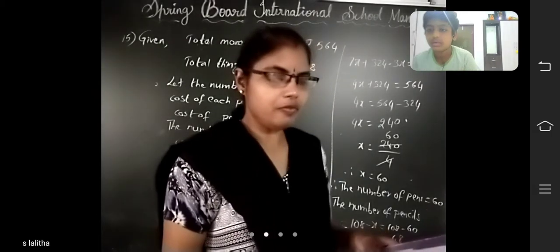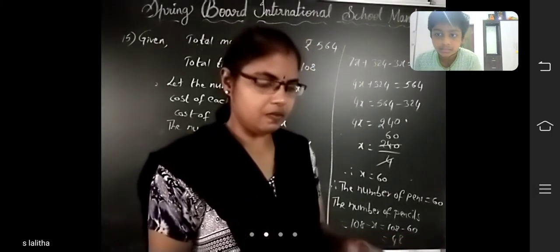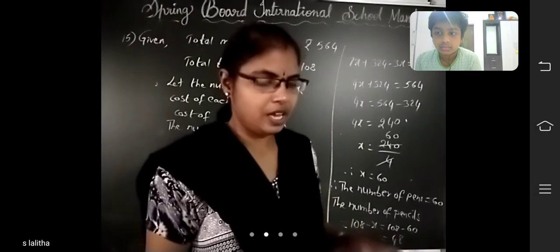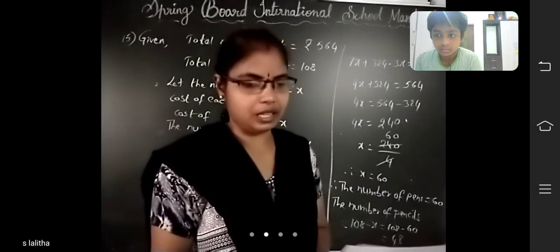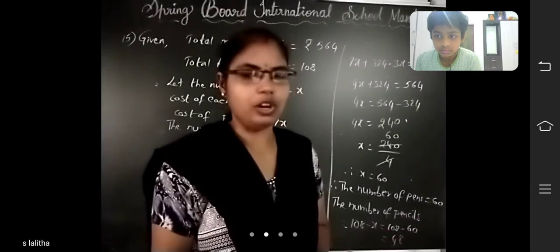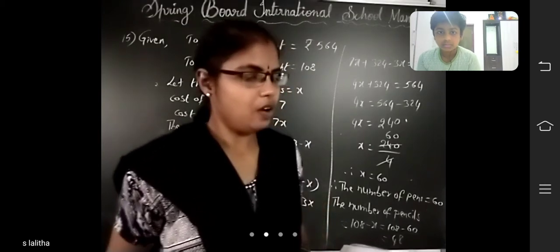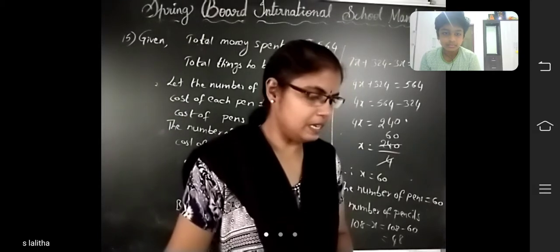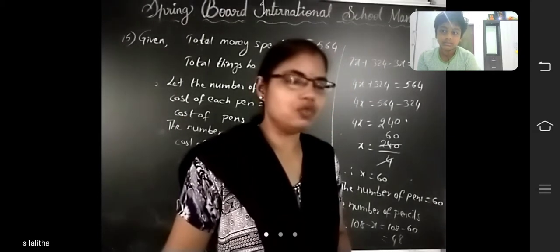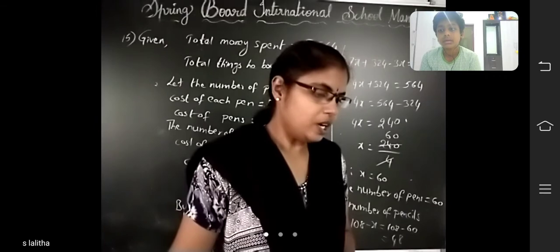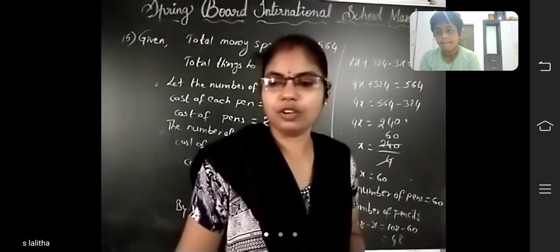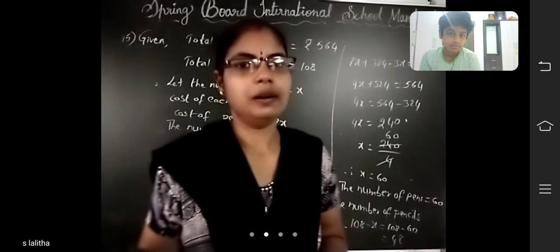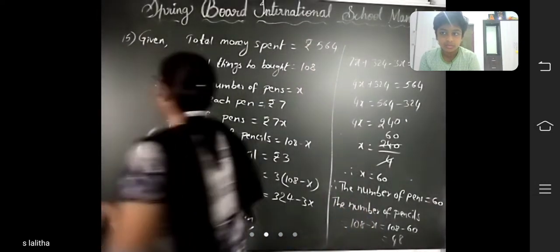The perimeter of a school volleyball court is 177 feet and the length is twice the width. What are the dimensions of the volleyball court? So here, what is given? The perimeter of a school volleyball court is 177 feet and the length is twice the width. Dimensions means length and breadth. You have to find the length and breadth.